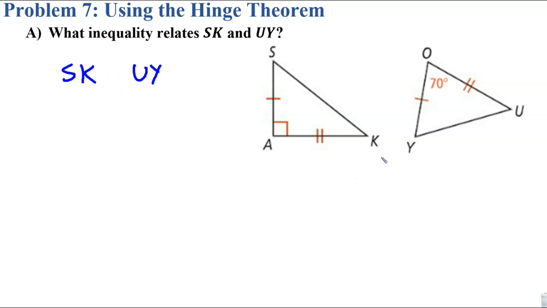Now, since I have my two triangles, and they both have two sides congruent, and the angles between those sides are not congruent, I can apply my Hinge theorem. And since this angle A is 90 and angle O is 70, I know the side across from angle A, SK, will be greater than the side across from O. So the inequality I can put between the two of them is just a greater than sign. I know based on this information here that length SK will be greater than length UY.